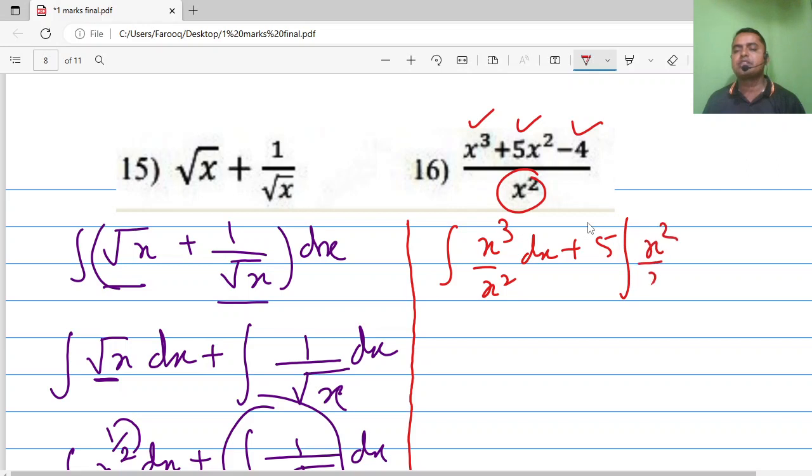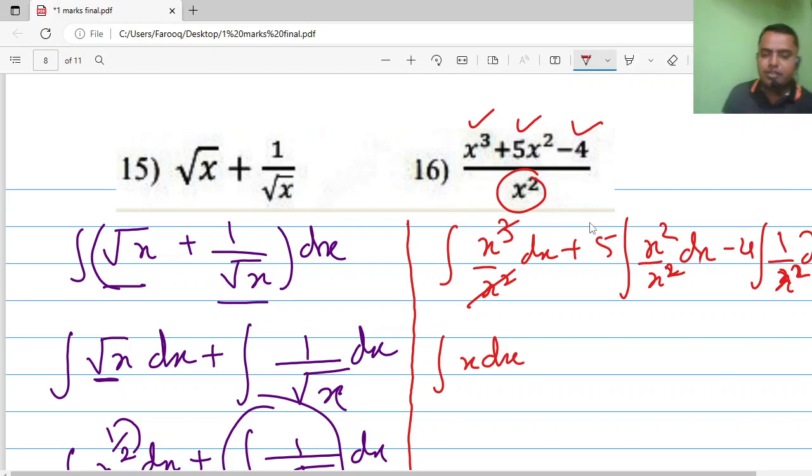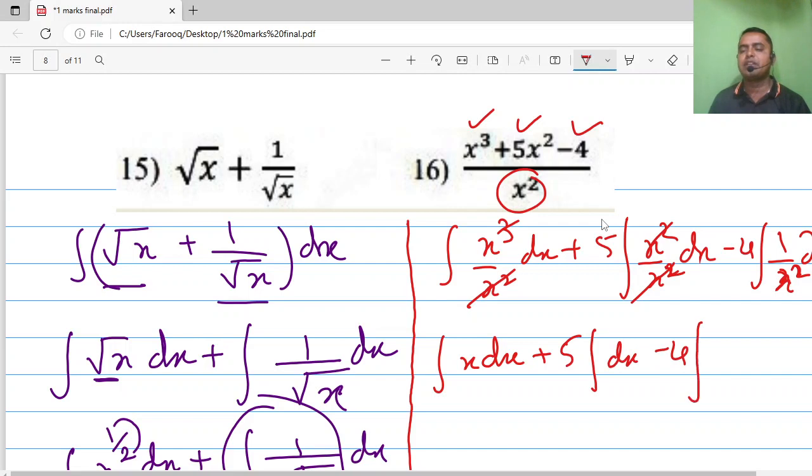x cube by x square dx plus 5 x square by x square dx, minus 4 outside, 1 divided by x square dx. Here x cube and x square cancel, two x's are cancelled, only 1 x remains, plus 5. This x square cancels, 5 dx, minus 4. Bring this x square in the denominator to the numerator so that the power becomes negative, that is x raised to minus 2.